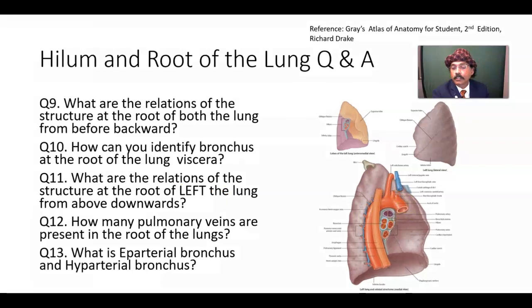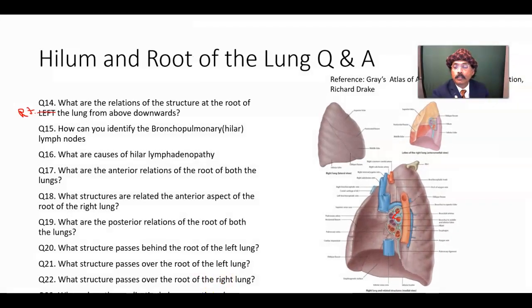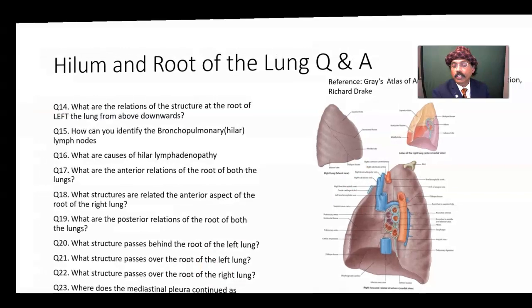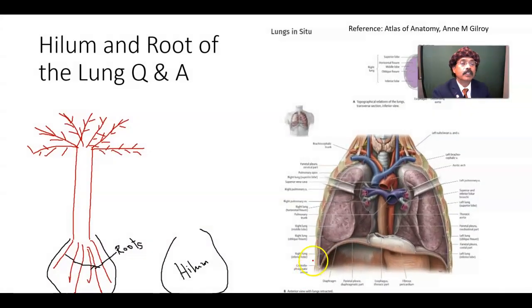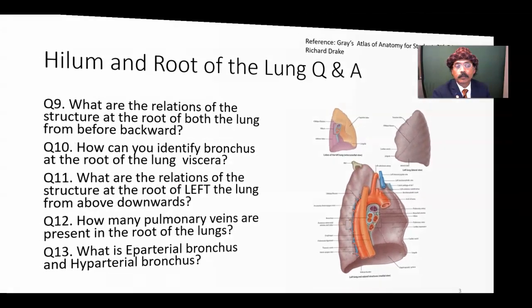Okay, we got that. Now, where does the mediastinal pleura continue as pulmonary pleura? Mediastinal pleura continues as pulmonary pleura at the margin of the hilum of the lung. We have gone through that part. So here at the margin of the hilum, the mediastinal pleura will be continuous with that of the pulmonary or visceral pleura on the wall of the viscera. Okay, we got that.